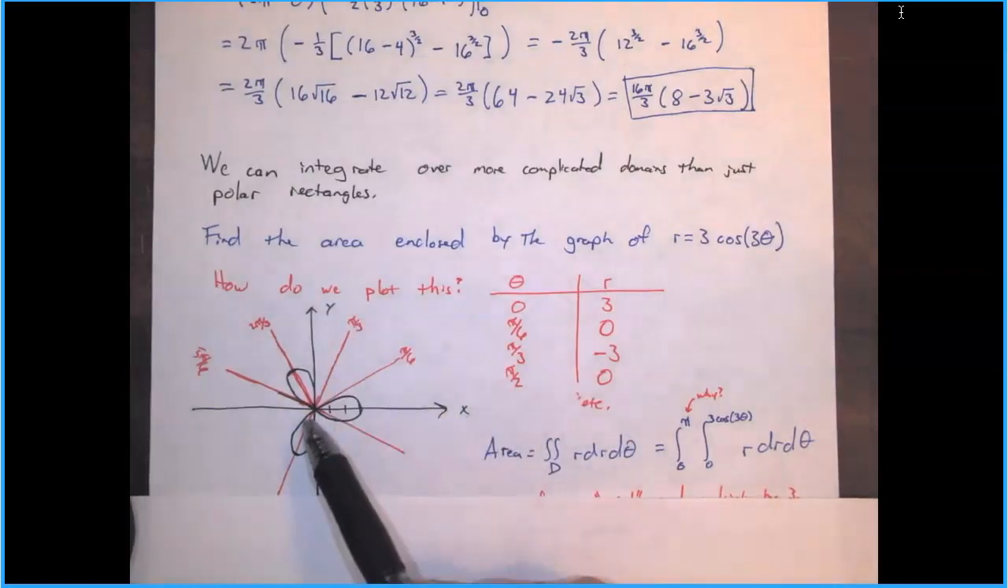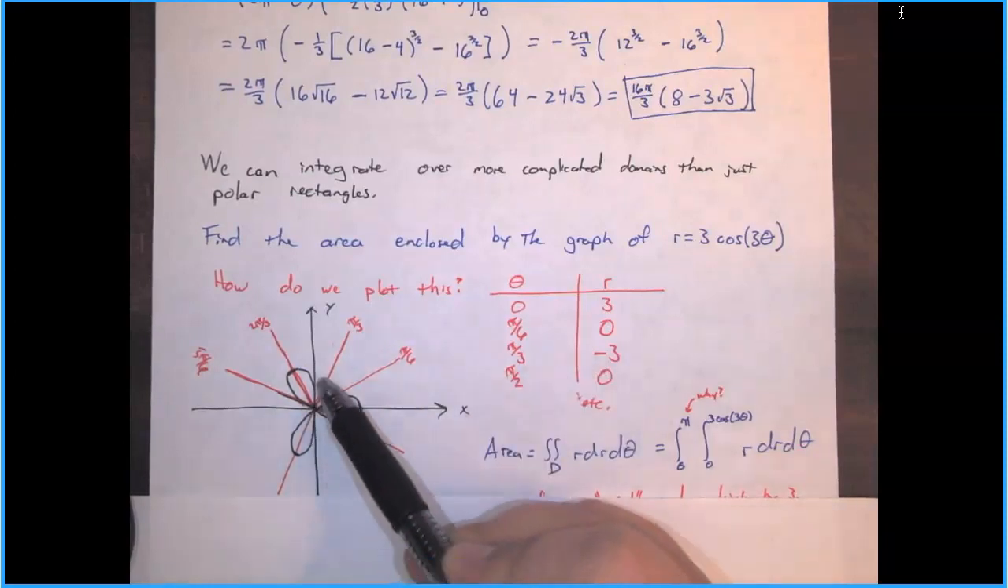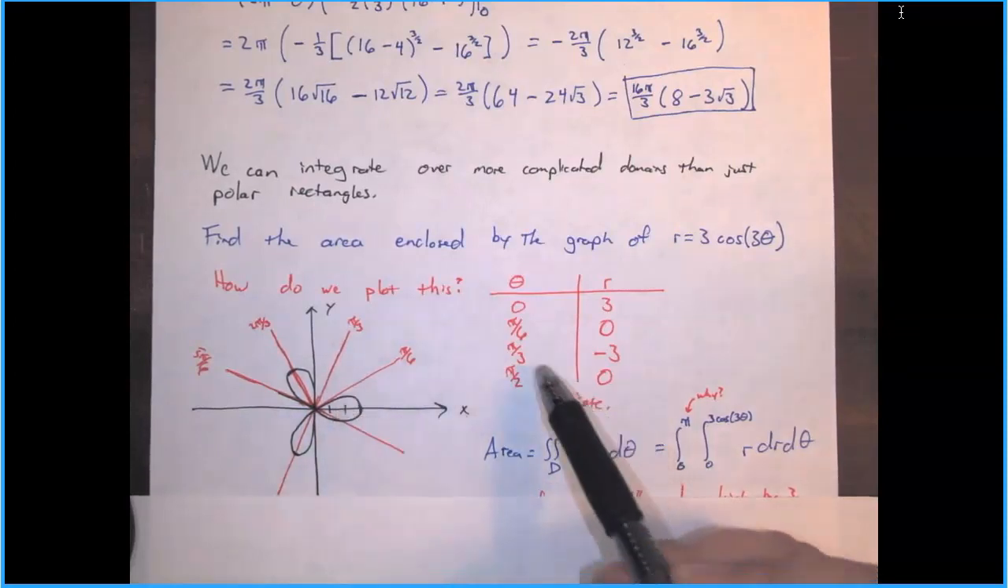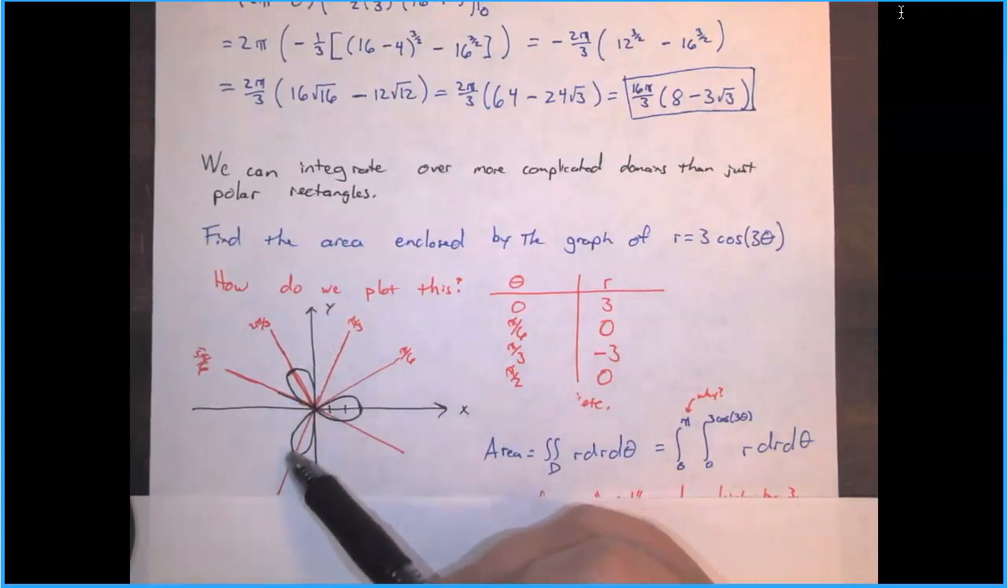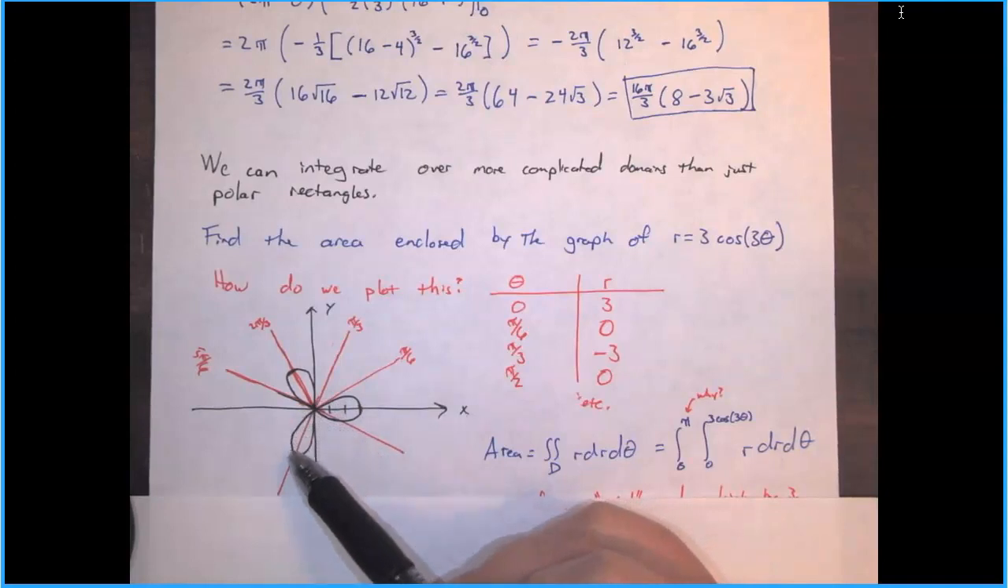Then if I plug in pi over 3, I get negative 3. So this is our first encounter with a negative radius. So what does that mean? That means instead of going in the direction of your angle, pi over 3, I go in the opposite direction. So at pi over 3, instead of going 3 in this direction, I go 3 in the opposite direction. And so this is negative 3 for r, pi over 3 for my angle. So now I've drawn all the way to here.